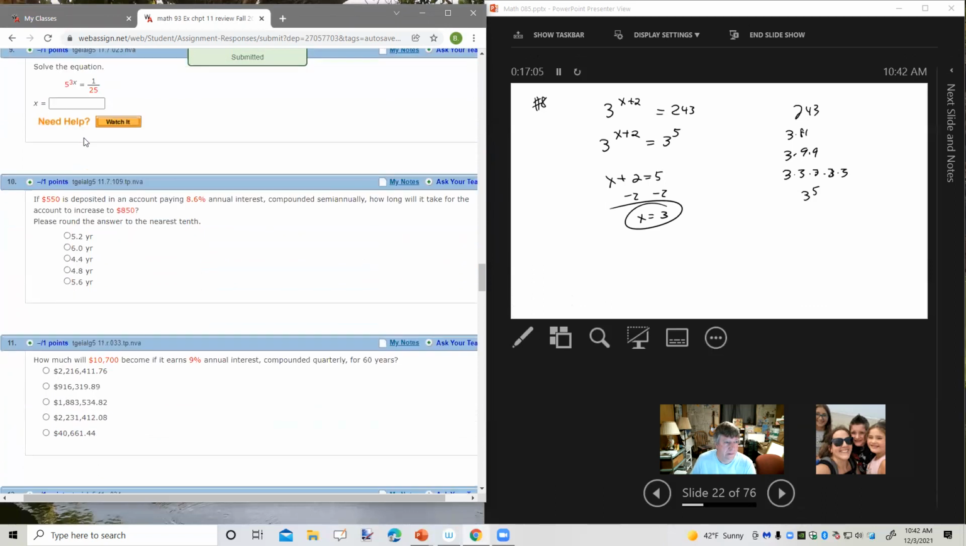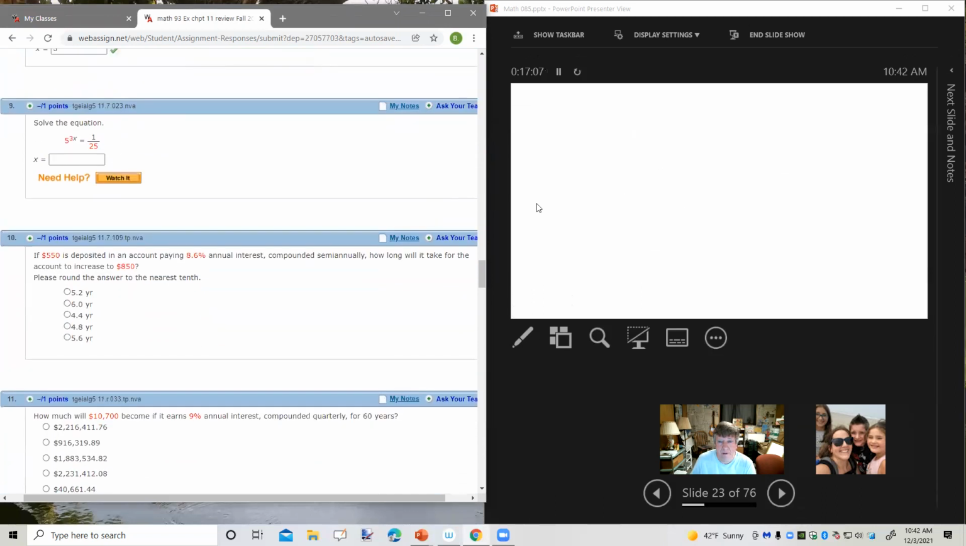All right, let's take a look at number 9. Solve the equation. 5 to the 3x equals 1 over 25. 1 over 25 is 1 over 5 squared, which is 5 to the negative 2 power, moving upstairs. So 3x equals negative 2. x equals negative 2/3.